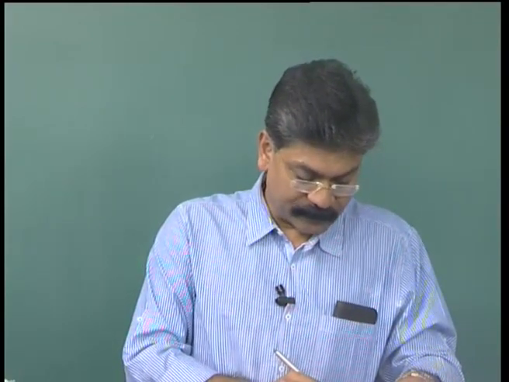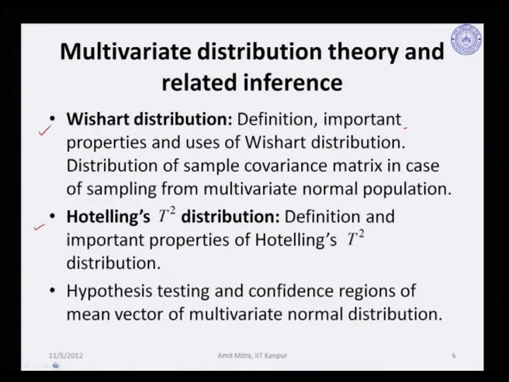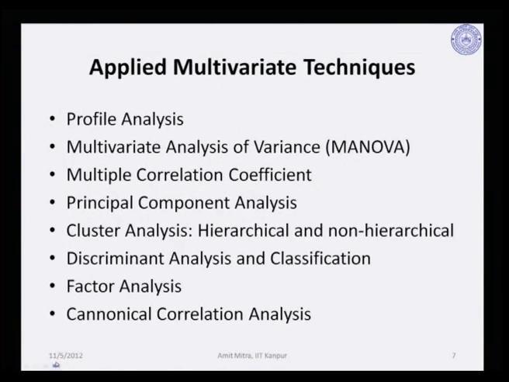Now, this would comprise mainly the theoretical aspects that are going to be covered in this particular course: the multivariate normal distribution in detail, the Wishart distribution, Hotelling's T square, hypothesis testing, and other things. The second part of this course is going to have an applied flavor. It would look at standard applied multivariate statistical techniques which are of importance, which would give us tools to look at various types of multivariate analysis that may be of interest.